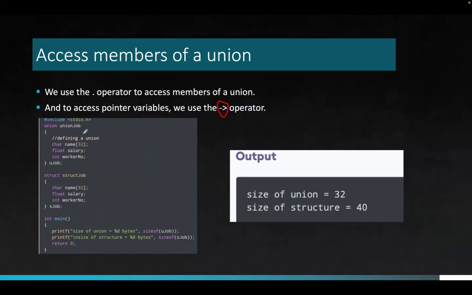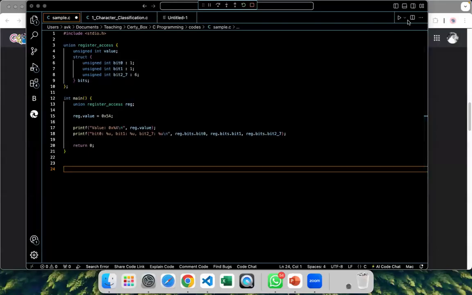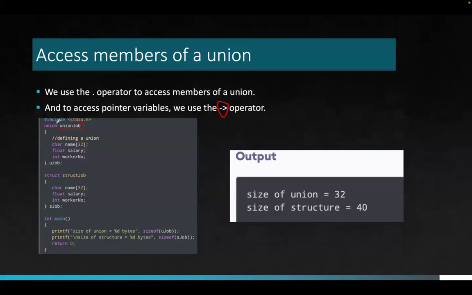Union job. Union job is the name of this union, and it has these three variables defined in it. One is a character array name, the size of which is 32, and float salary. So a float value will be assigned to the variable salary. And next is integer worker number. So we have created the alias ujob.